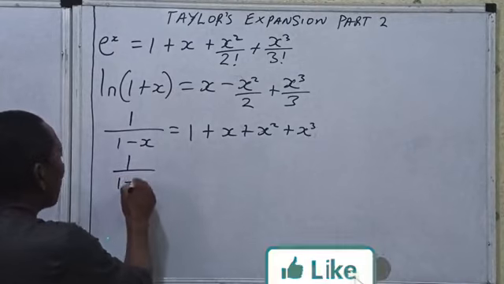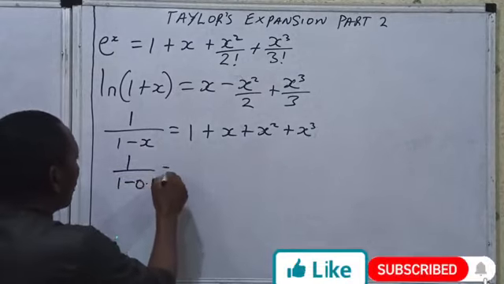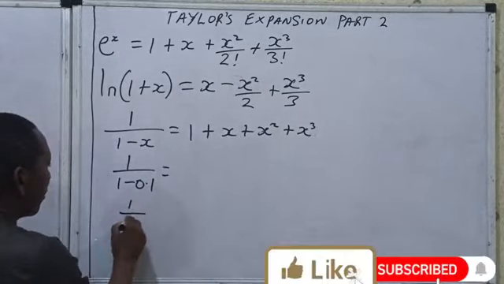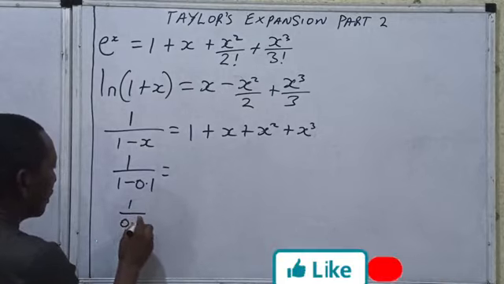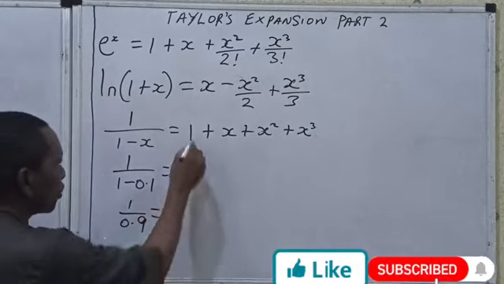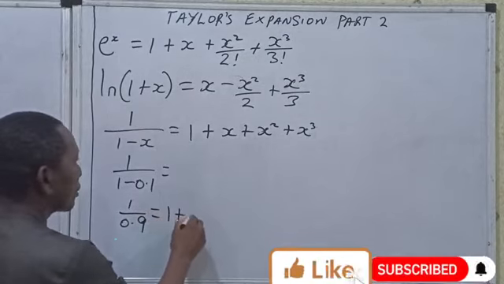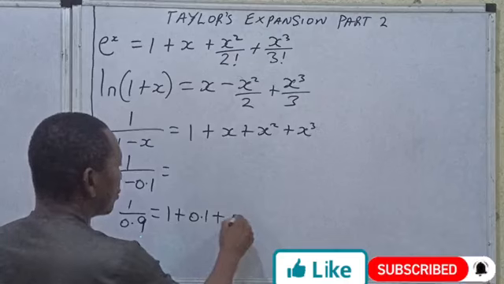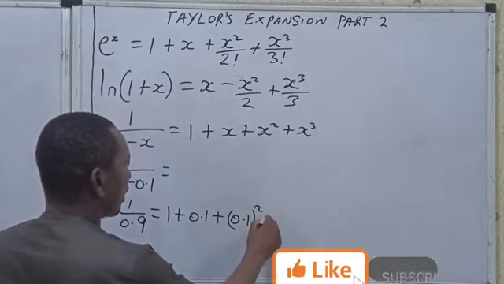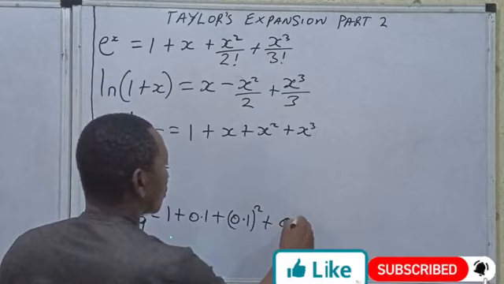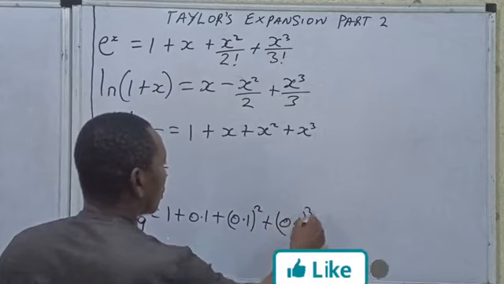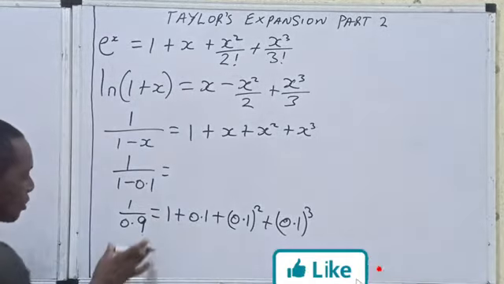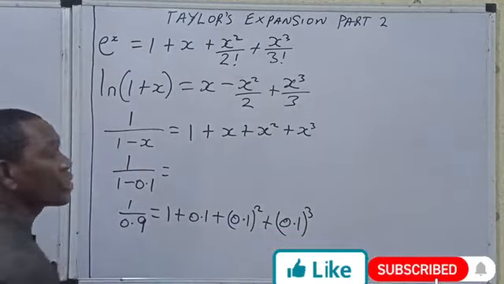Automatically, here will become 1 over 0.9, which is equal to, here you have 1 plus 0.1 plus 0.1 squared plus 0.1 to the power of 3. Now, solve this side, put the value here, and solve this, put the value here. Notice that it's approximately the same.